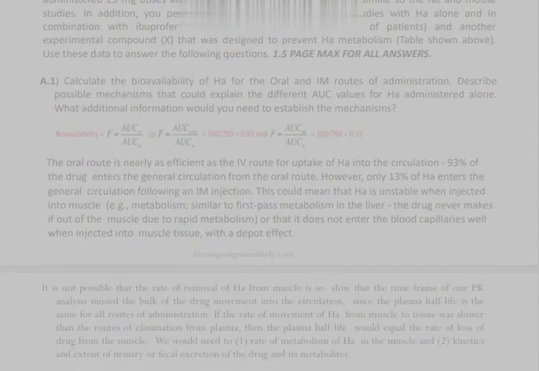Administered 25 milligrams doses and obtained a VD of 0.08 L/kg, which is similar to the rat and mouse studies. In addition, you performed comparative bioavailability studies with HA alone and in combination with ibuprofen, IB. HA causes headaches in 90% of patients, and another experimental compound, EX, that was designed to prevent HA metabolism, table shown above. Use these data to answer the following questions. 1.5 page max for all answers.